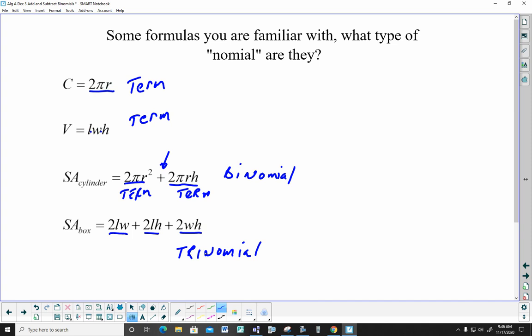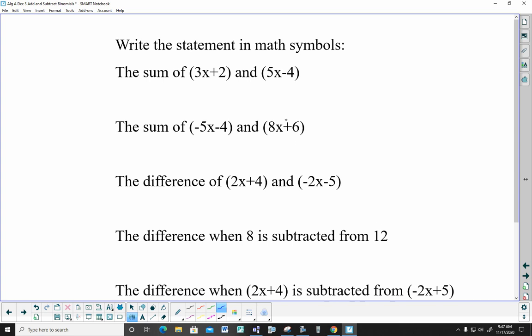Now we're only going to be working with binomials. I just put this one here to drive the point home. There are 3 terms here, so it would be a trinomial. Okay? So let's work on just translating these symbols. What does all this mean?